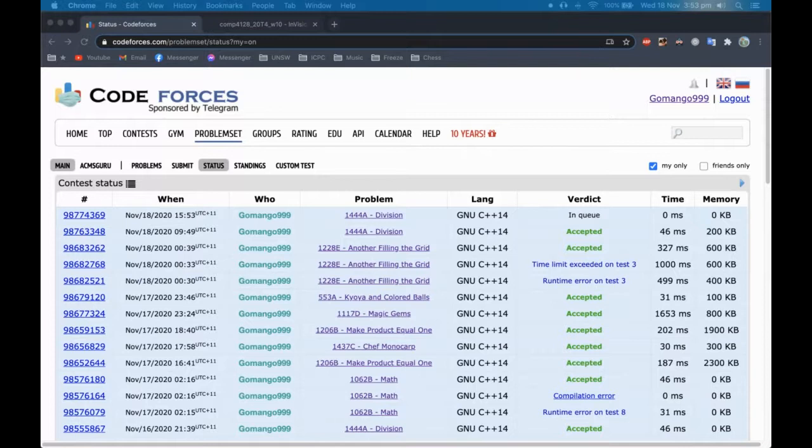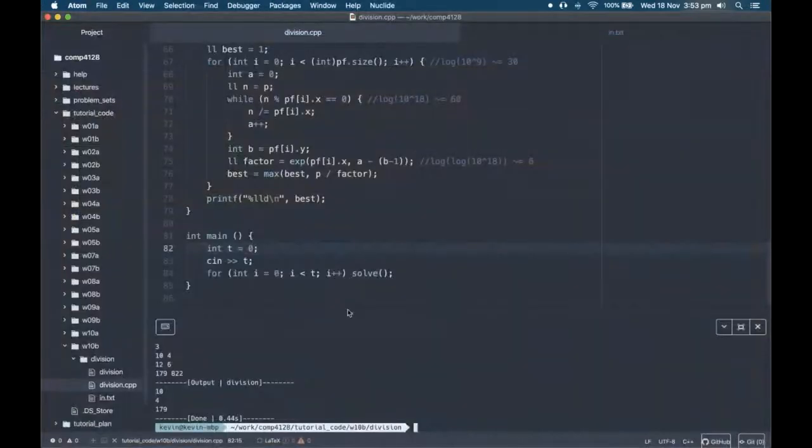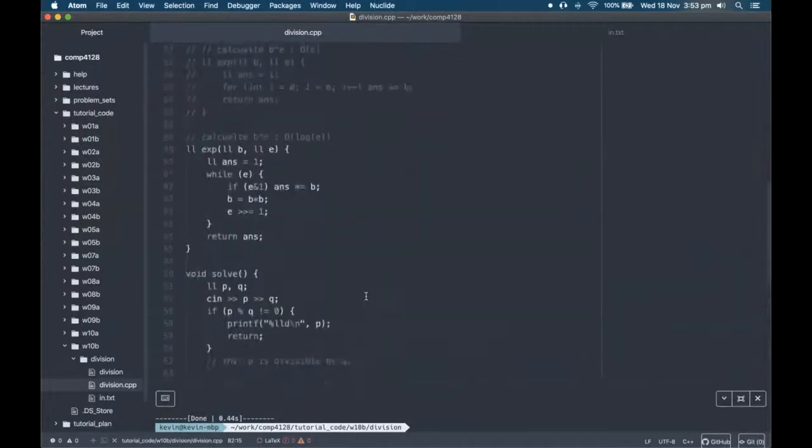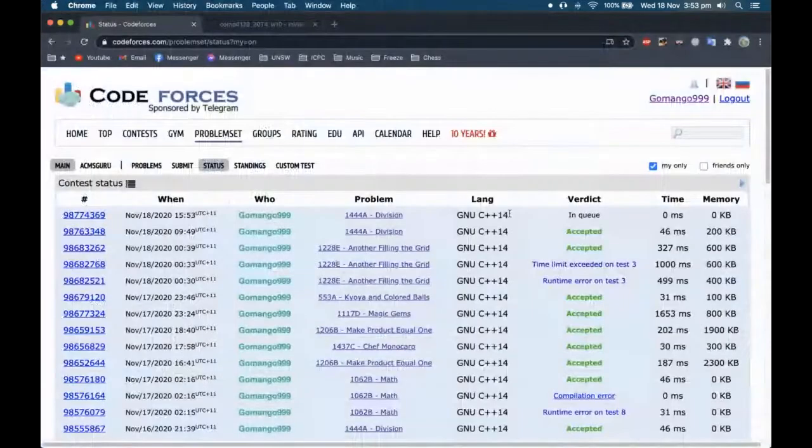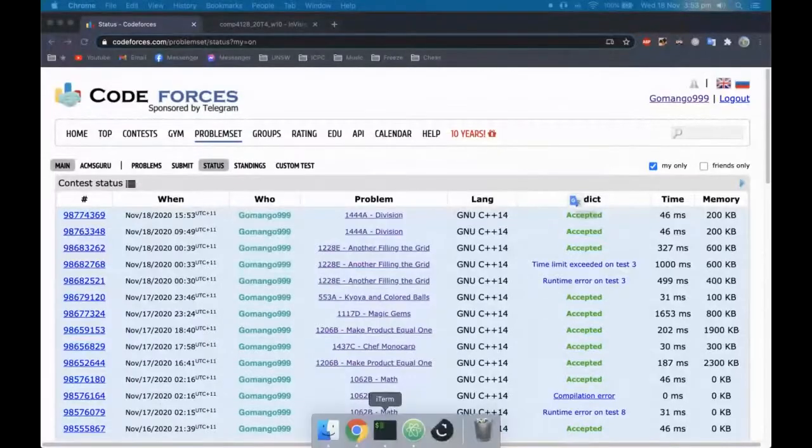And I guess while we wait for it to submit, I'll ask, are there any final questions about this code or anything that came up during the solution? We got accepted, very nice. So yeah, any questions, feel free to type them up.